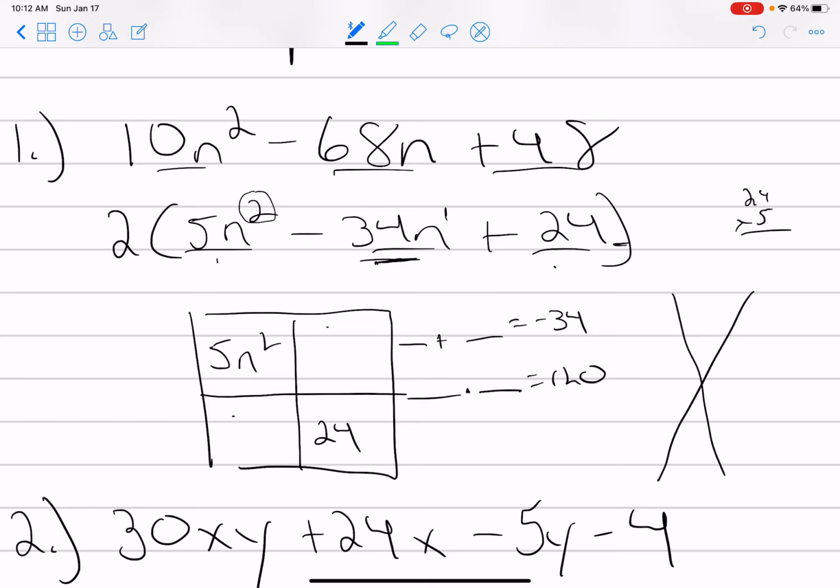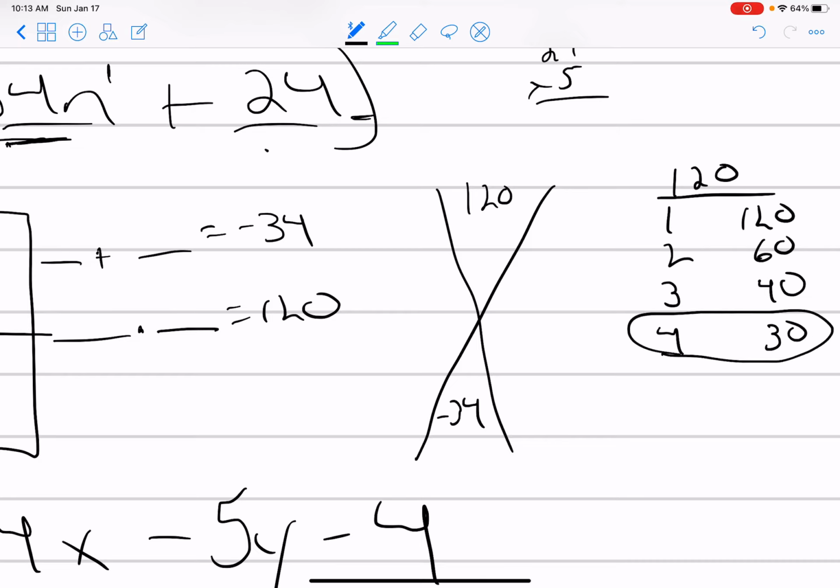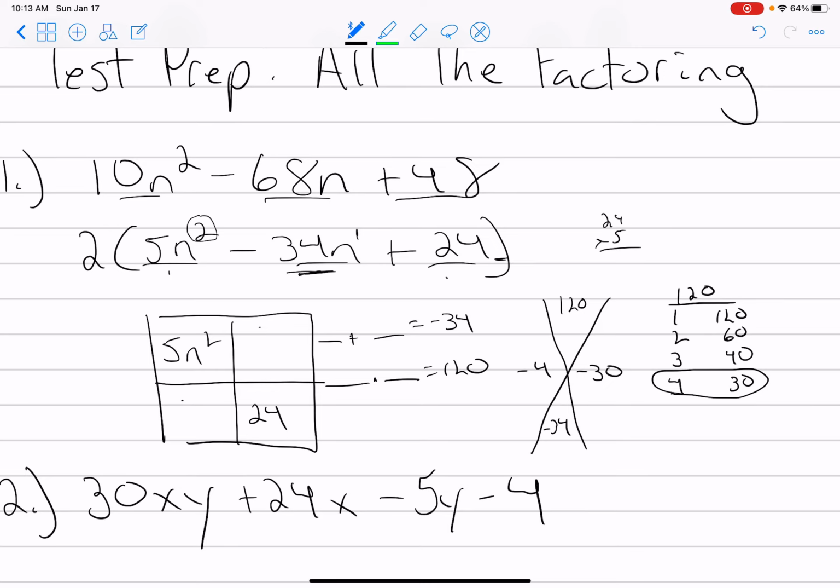All right, so let's see. I got to multiply to 120, add or subtract to negative 34. So 120. Let me see if I can gain some more space. 1 times 120. 2 times 60. 3 times 40. 4 times 30. Ooh! 4 and 30 look like they can make a 34. If I make this negative 4, negative 30, positive 120, negative 34. I am back in the house.